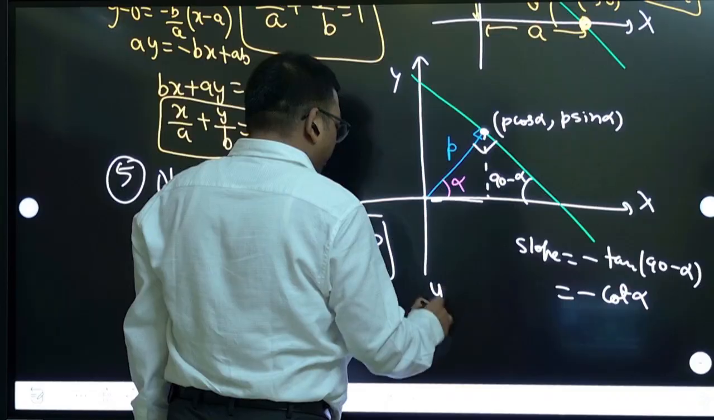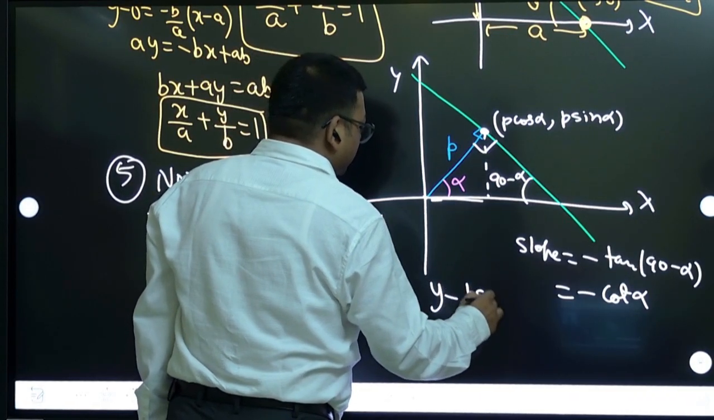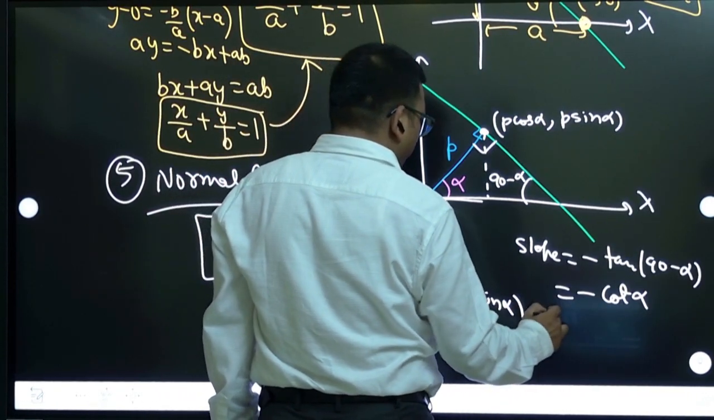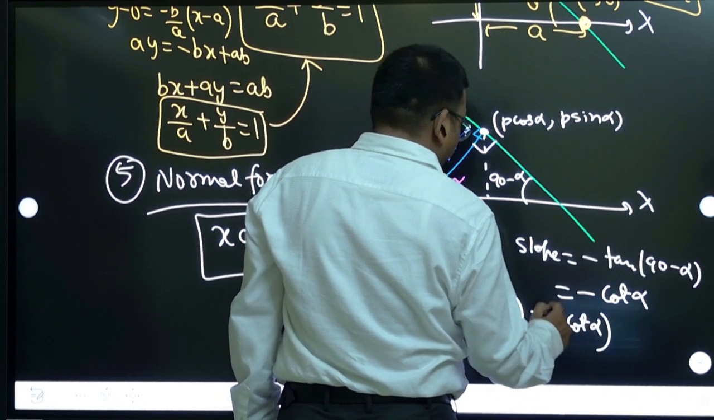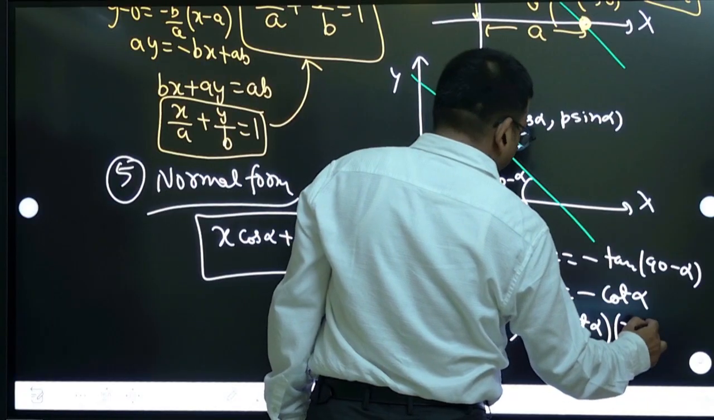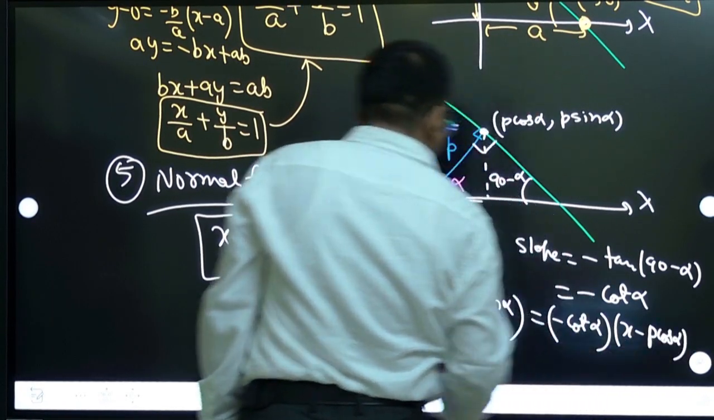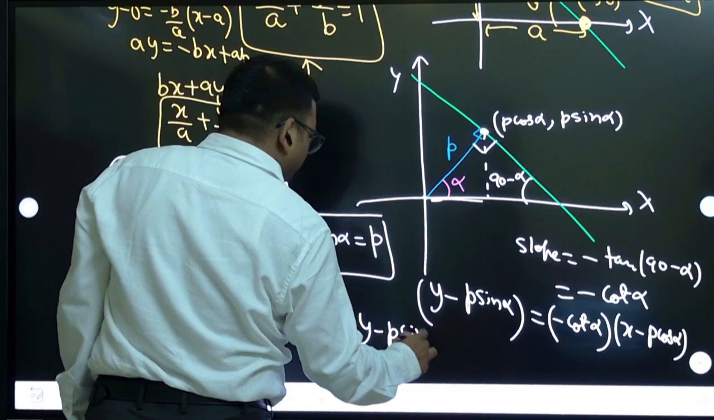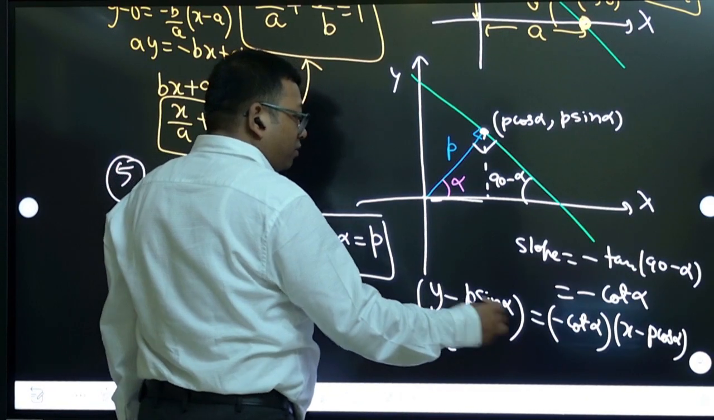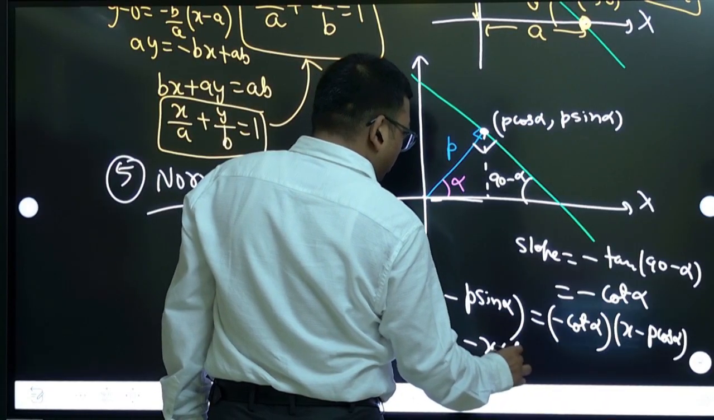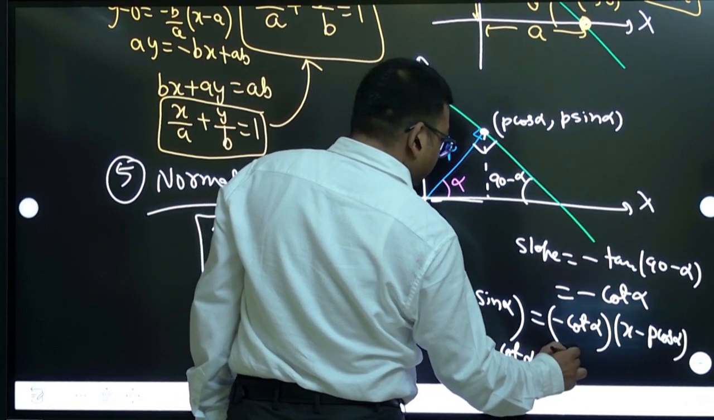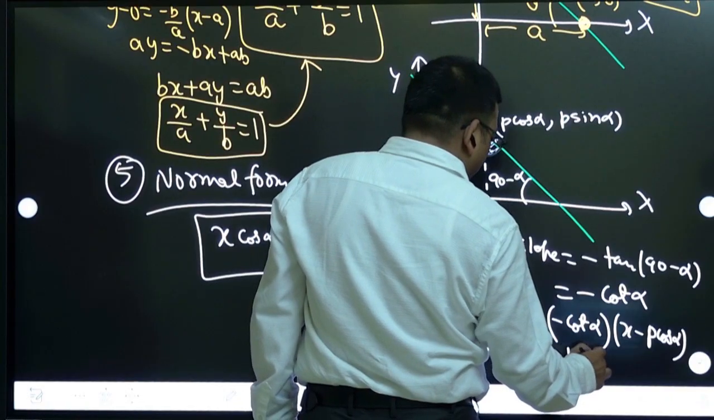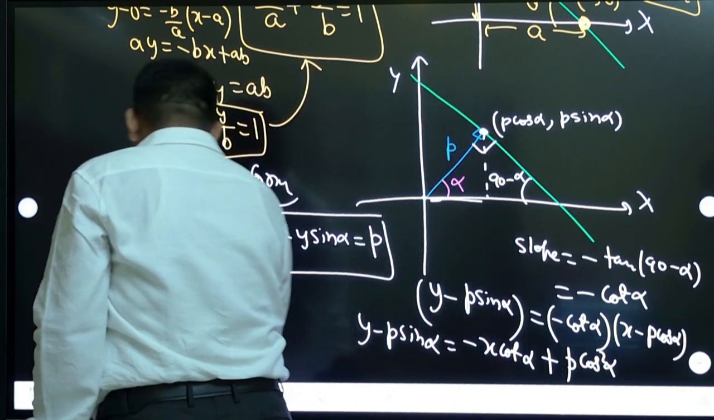Let us write this: y minus y1 is equal to m times x minus x1. So y minus p sin alpha is equal to minus cot alpha times x minus p cos alpha. Try to open this and check that. If I open this, it becomes minus x cot alpha plus p cot alpha cos alpha; cot is cos by sin, so it will become cos square alpha divided by sin alpha.